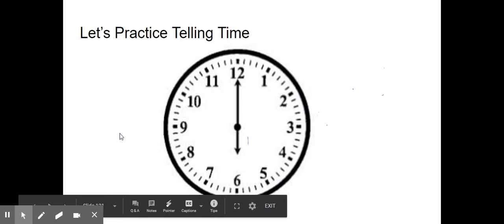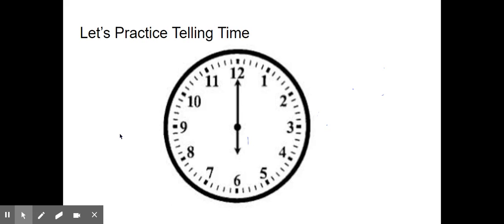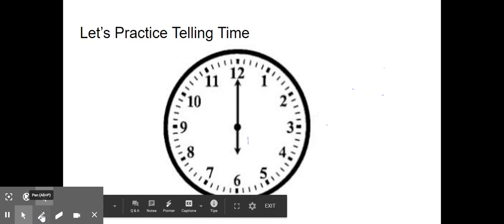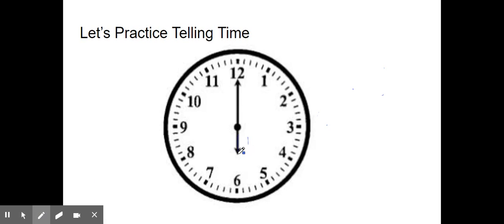Let's practice telling time a few more times together. Take a look at this clock. Let's start by finding the hour hand. I see the hour hand is the small hand right here. It's pointing to the 6. So the hour is 6.